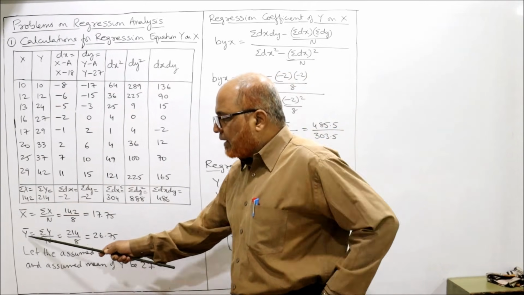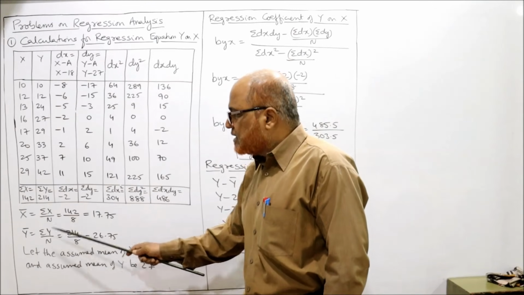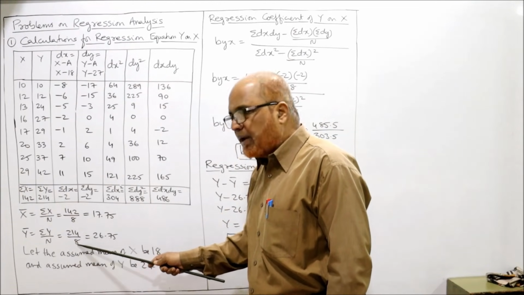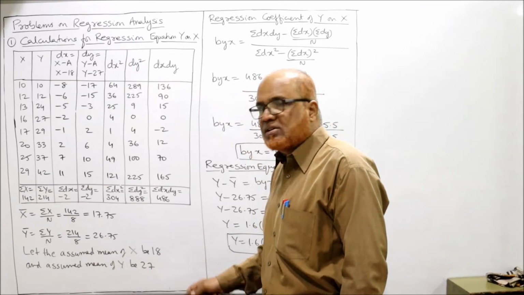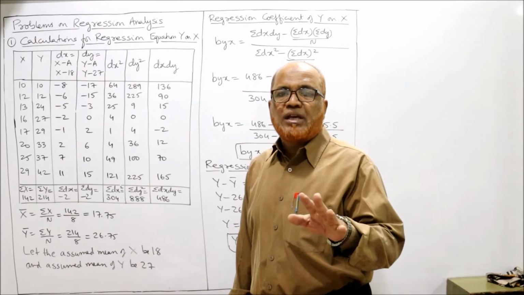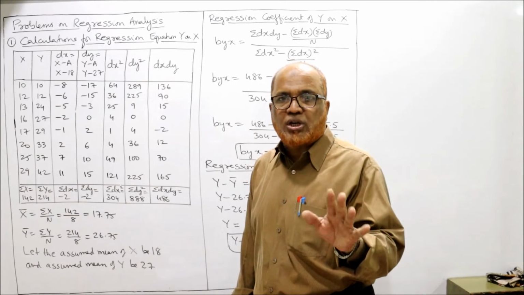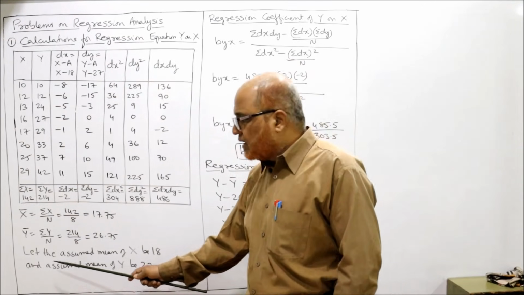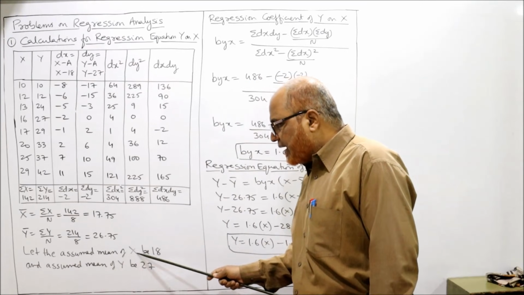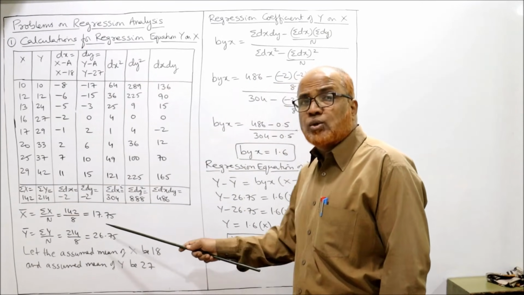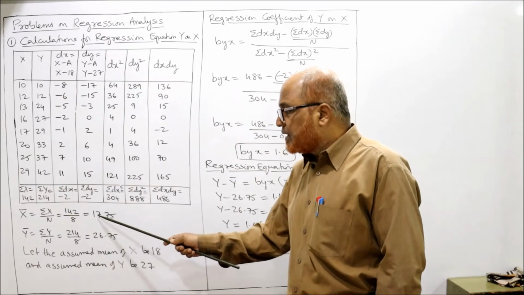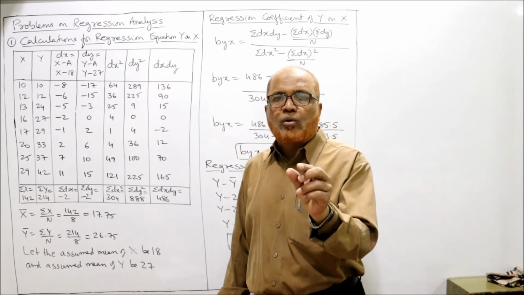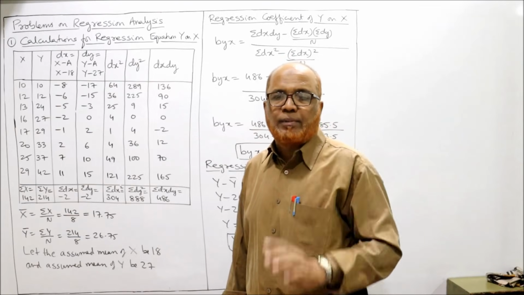Now y bar is equal to summation y by n. Summation y is 214. So 214 divided by 8, you get 26.75. So both the means are in fraction. Therefore, I have taken the deviations from the assumed mean. Let the assumed mean of x be 18. Actually, what is the actual mean of x? It is 17.75. So you can assume any value, which should be nearest to the actual mean.